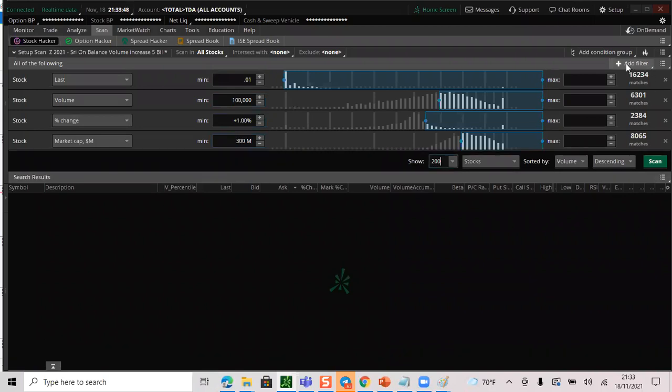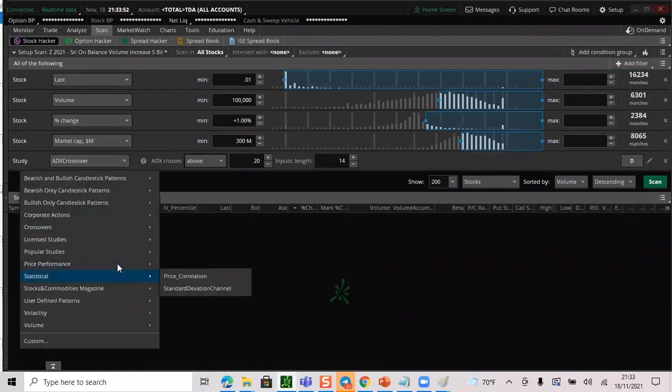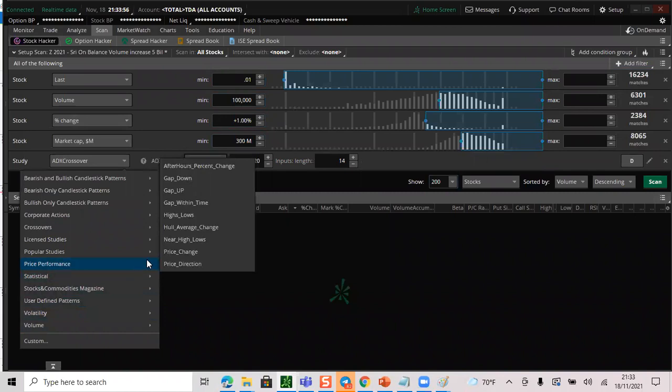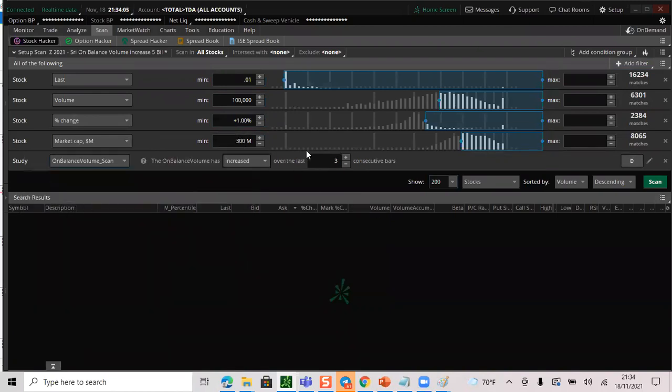The study. Go to plus add filter. Click on study and volume, price. Yeah, popular studies. It's under popular studies. You can just add on-balance volume. So here you can see that on-balance volume has increased over the last 3 consecutive bars. You can keep it like 2 bars too, and let's do a scan.